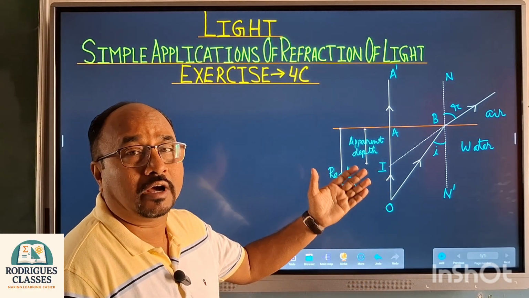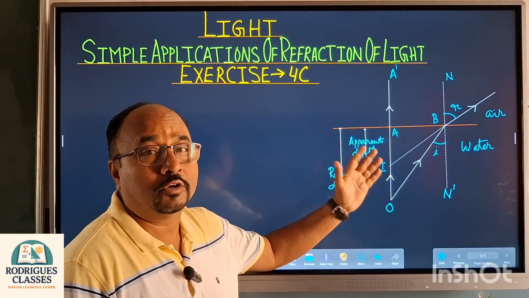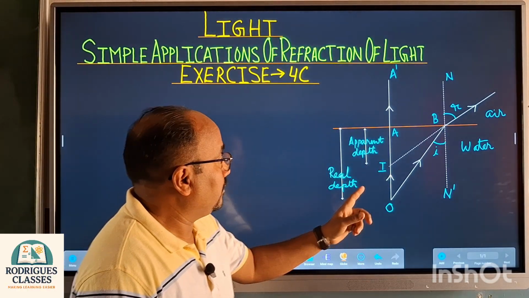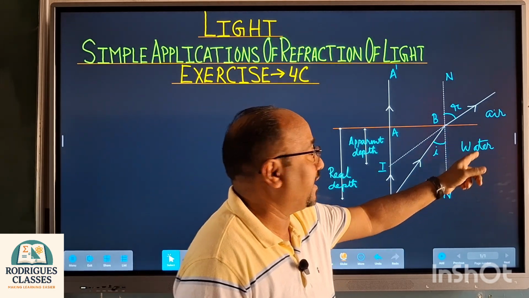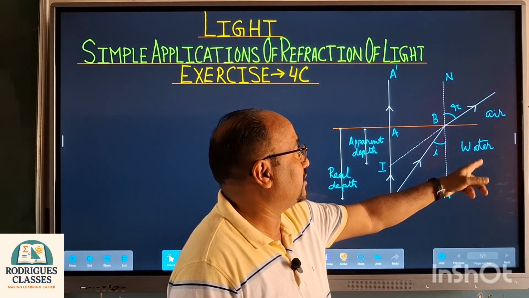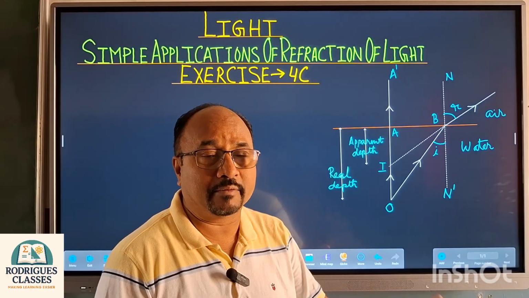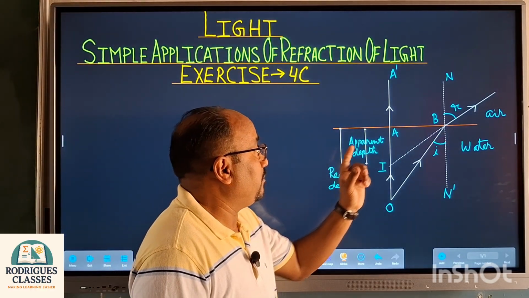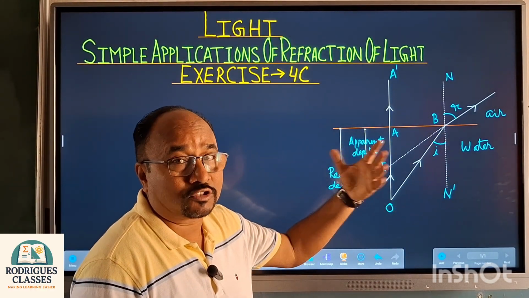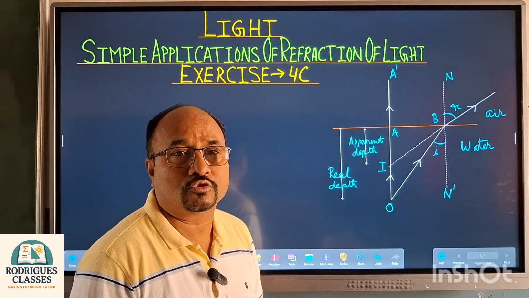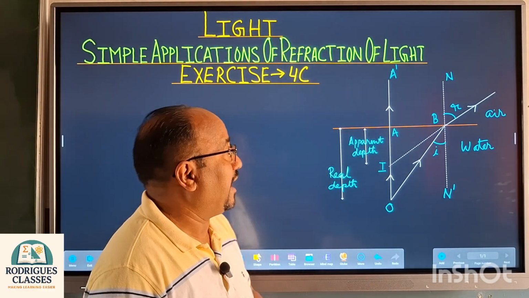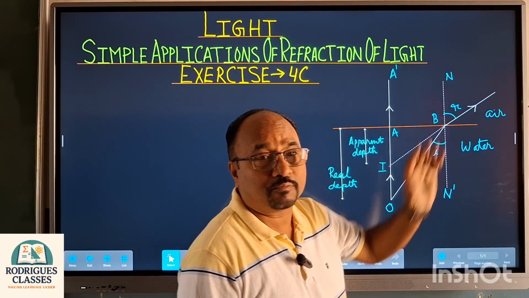So first of all, understand from this diagram what it is all about. This is a line separating the two media, that is air and water. So here water is a denser medium, air is a rarer medium. In place of water, we could have had glass also. Now this is the position of the object. So O is the object and it is being seen from this point.